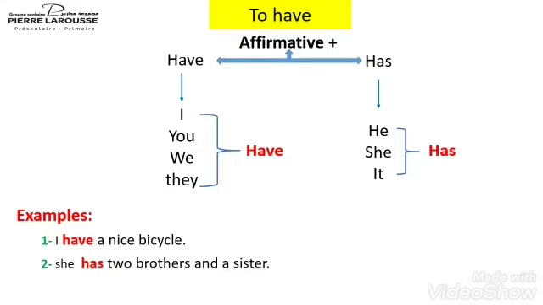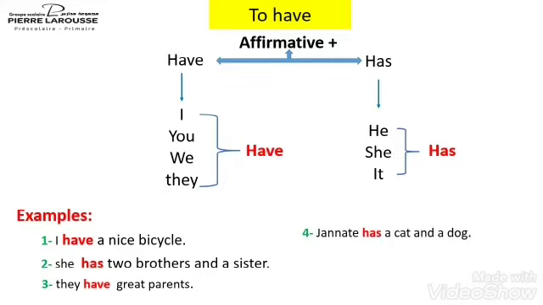2. She has 2 brothers and a sister. So here, as you see, we have the subject pronoun, which is she. She has. I'm talking about her. Number 3. They have great parents. They, so I'm talking about them, for example, two children or 2 people, or more, maybe 2 or more. They have great parents.